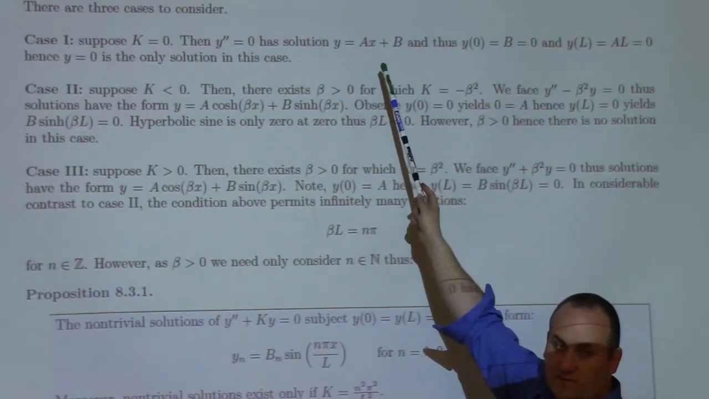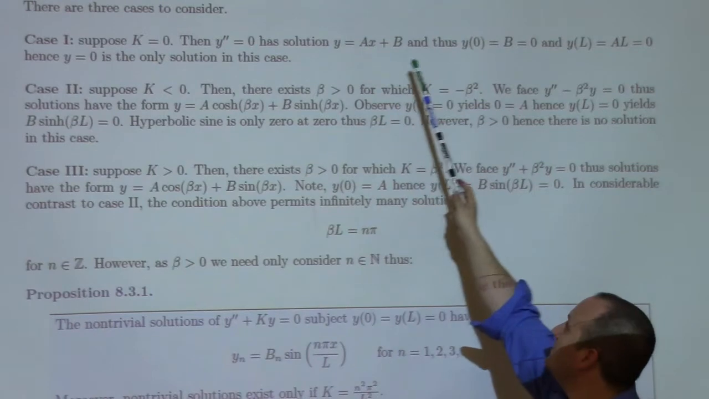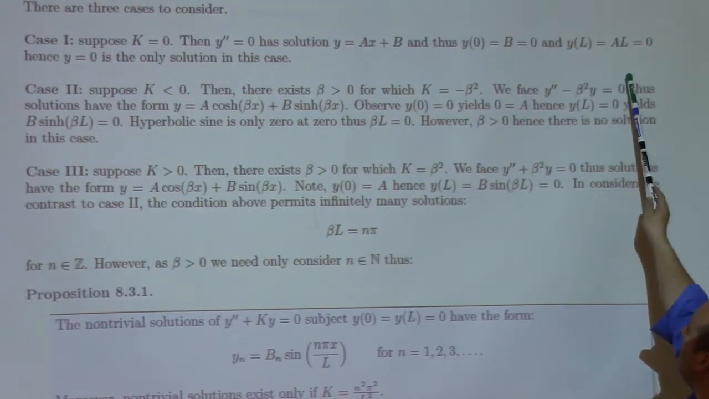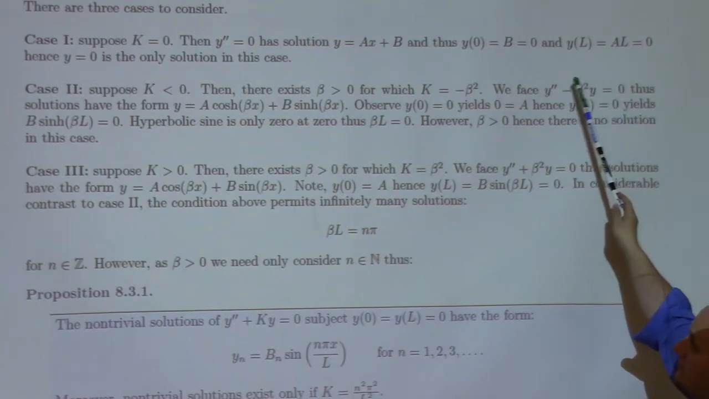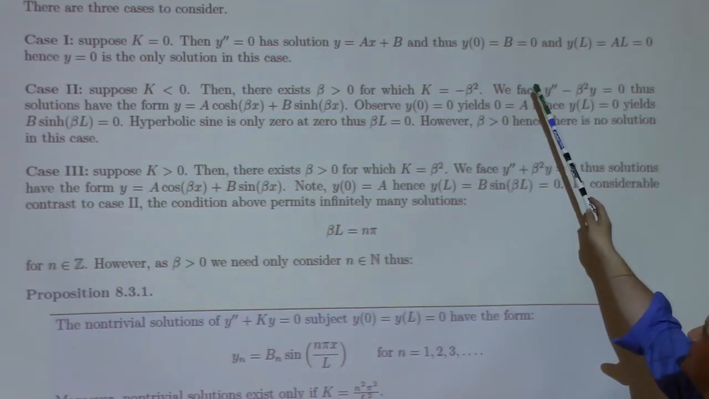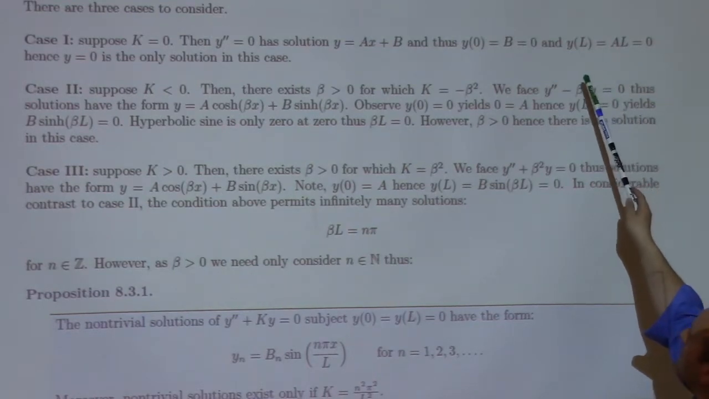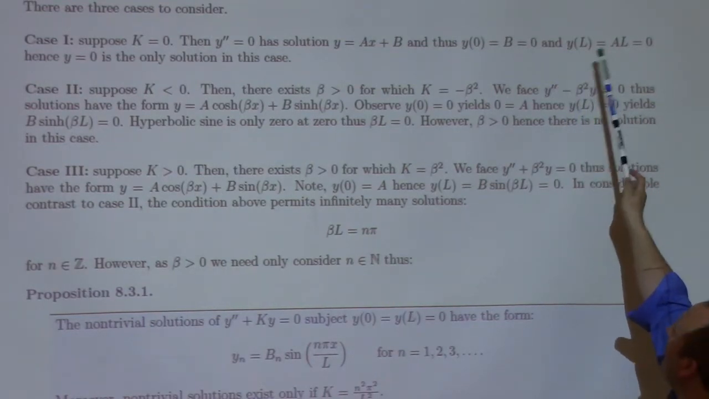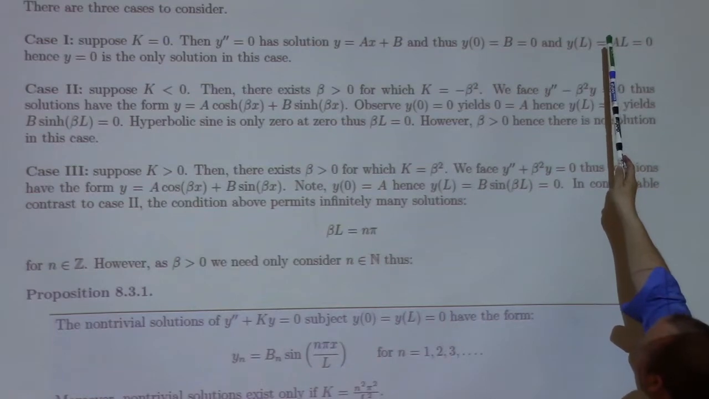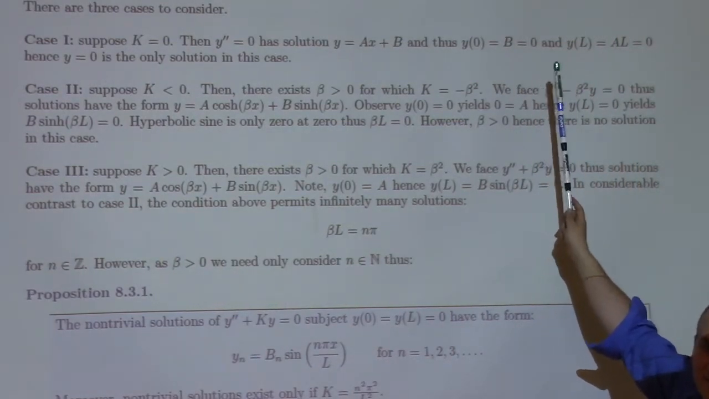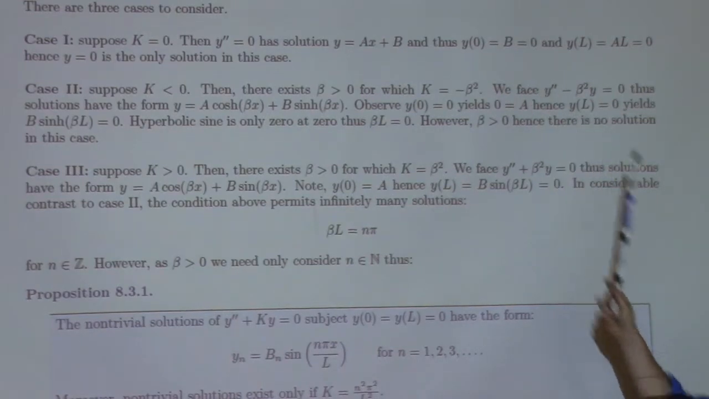Ax plus b is our solution to the differential equation. But y of 0 is b, y of L is AL, so A is 0. Sorry, I think there's something missing up there. I'm assuming y of 0 equals y of L equals 0. Otherwise, I would also be allowed the constant solution.